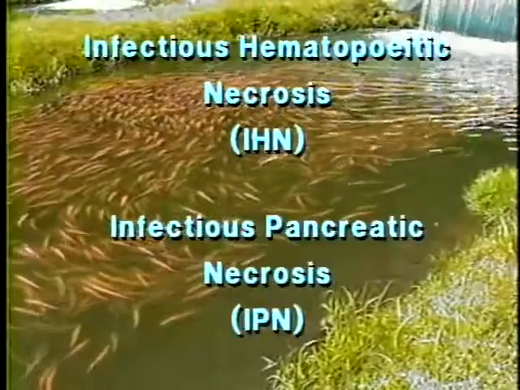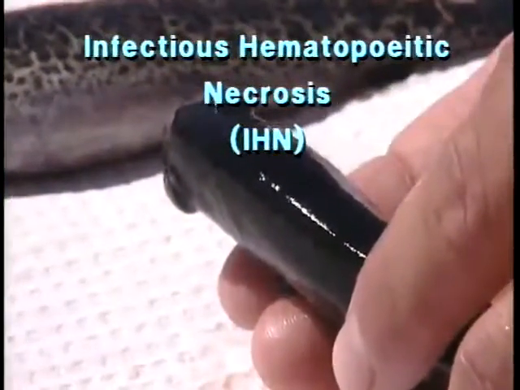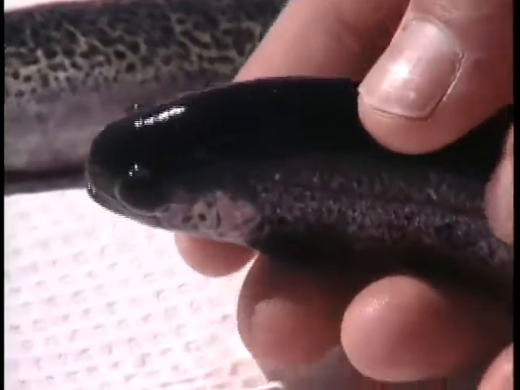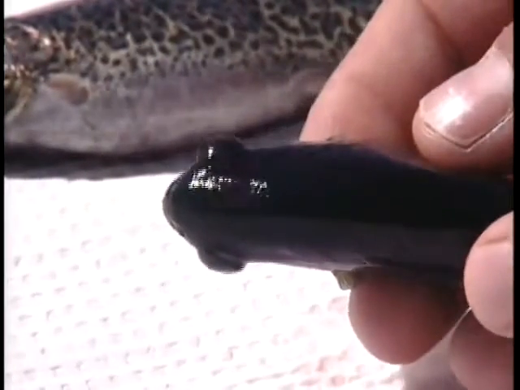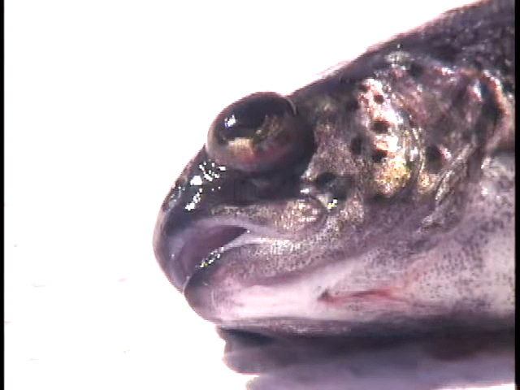IHN virus occurs in most every trout-producing country. It is commonly seen in many parts of the Pacific Northwest in the U.S., where it presents a major disease problem. It is a rhabdovirus that is horizontally transmitted by entering the fish through the gills or intestine and affects the blood-forming organs of young trout. Larger fish, nearly 1 pound in size, are also affected by IHN.